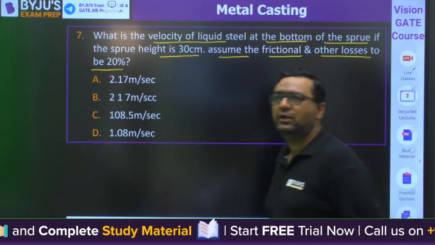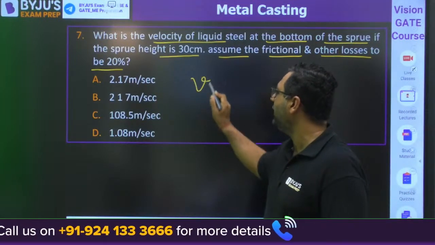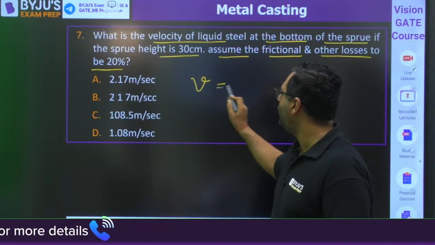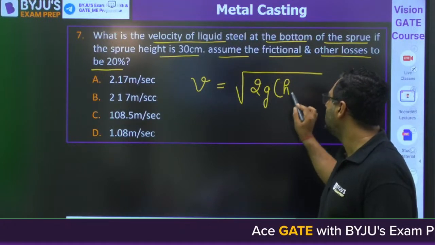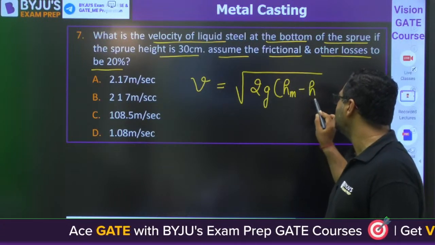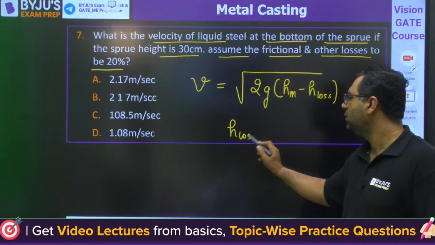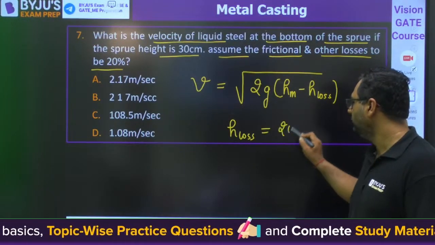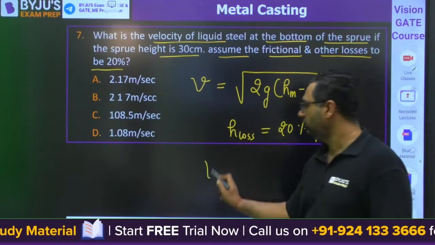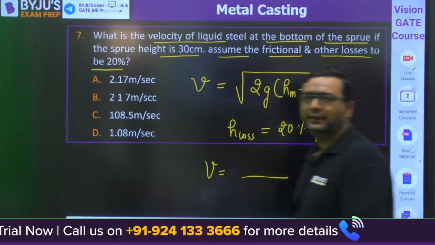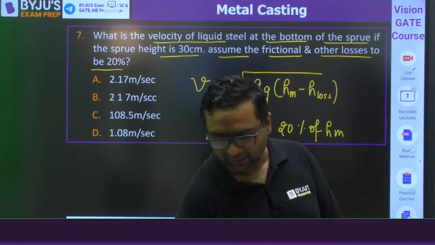So try to solve it. 20% losses. So you know the velocity of molten metal will be root of 2g h_m, height of molten metal, minus head loss. You know head loss is 20% of molten metal height. Solve it and get the answer. This is an easy question, but students make mistakes because they don't have the proper idea. That's why I have taken this question.